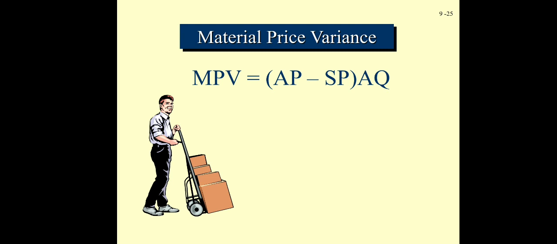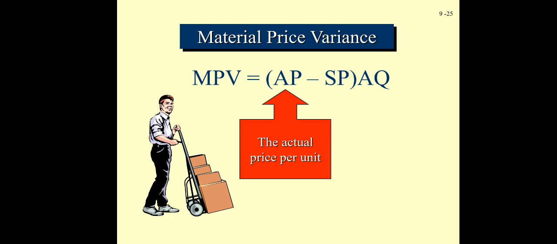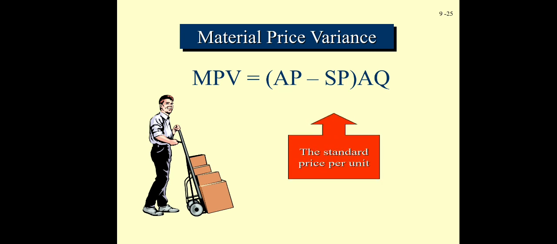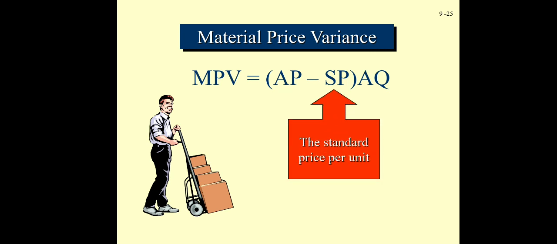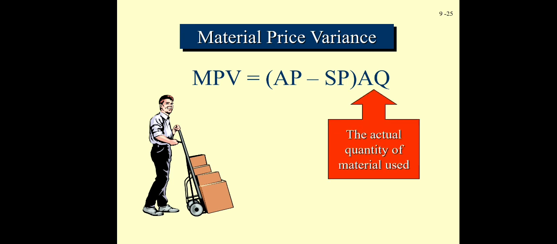Okay, so the formula to calculate the material price variance is: material price variance, or MPV, equals actual price minus standard price times actual quantity. Okay, there is an example here. AP is the actual price. Okay, you can see here in the slide. SP is the standard price. And AQ is the actual quantity of material used.